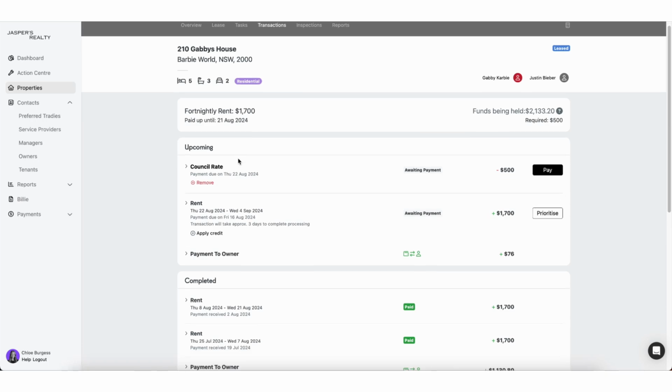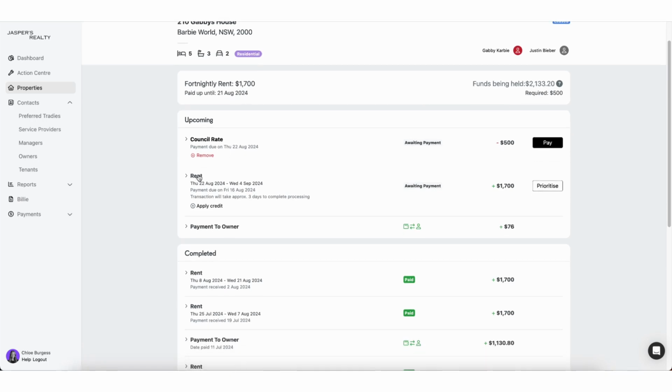Further to our upcoming section, you can also see the next rental item that the tenant has to pay. They are paid up until the 21st of August, meaning their next rent is due on the 22nd, and it covers from the 22nd to the 4th of September, being a fortnightly period. Below is a line item giving a suggested due date of when the tenant should pay that money from their bank account to the system.